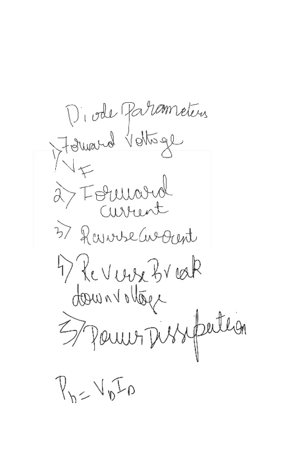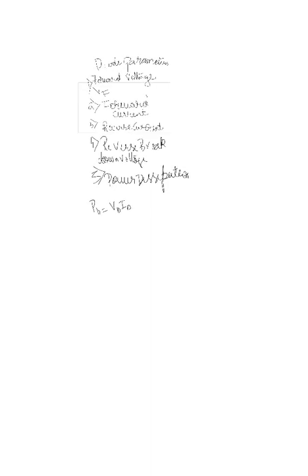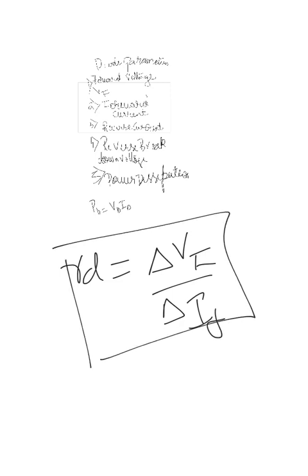Next, we shall discuss the formula for the dynamic resistance. What is the formula for dynamic resistance? It is given by RD equal to del VF by del IF. This is because you need to solve some problems on it, so you need to know the formula. For this, RF is given by del VF by del IF.